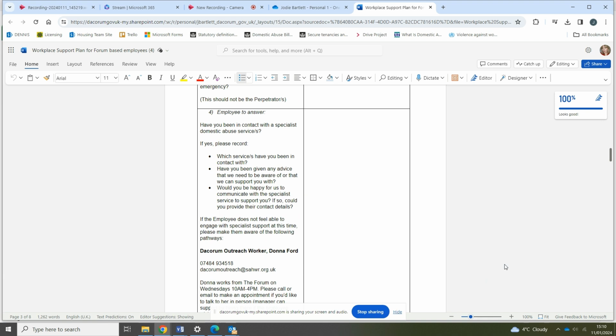So we can also look here to record if they've been in contact with any services, because this may provide a liaison that with their consent we can speak with, say, an IDVA or an outreach worker that they've been working with, to consider how what they have provided as support could be complemented by what we can do within the workplace. But like I say, we also need to be mindful of getting their consent to do so.